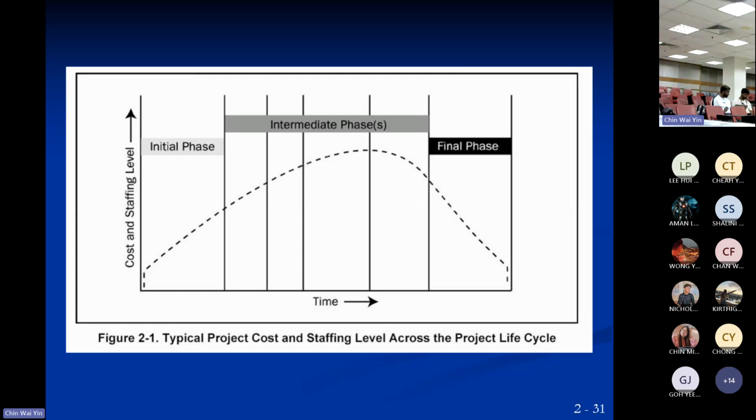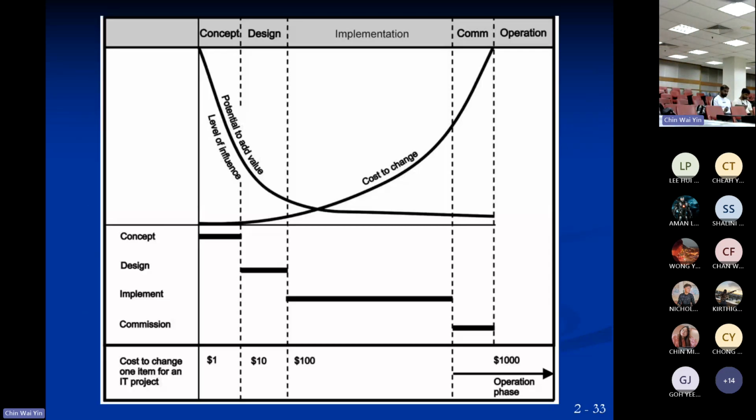Cost to change is what will happen if suddenly you say, I want to change the direction of the project, or I want to change the features or functions of the project. At the beginning, if you want to change, it's very low, because you have not designed anything, you have not set anything. So if you want to change, there is no cost to the company, or the cost is very minimal. You can change anything you like at the beginning of the project, because you have not spent much yet.